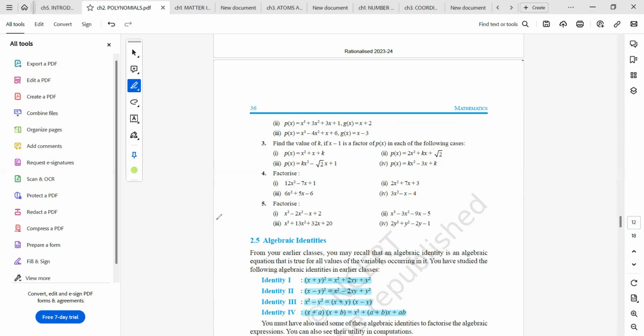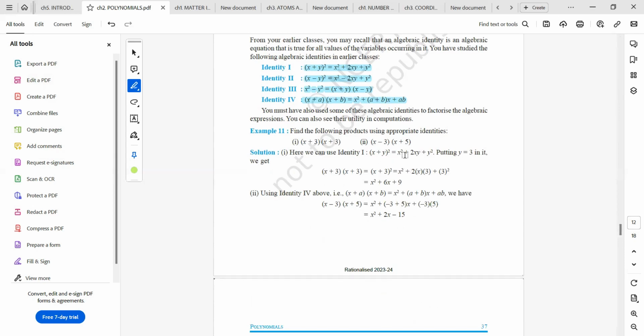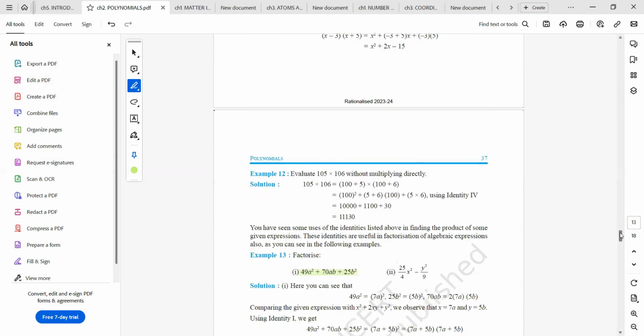Now there are certain identities, the square identities we have just done. These are the three or four formulas, so that is how you can expand. Like a plus b whole square is a square plus b square plus 2ab. x plus y whole square is x square plus y square plus 2xy. So simply you can apply the formula.